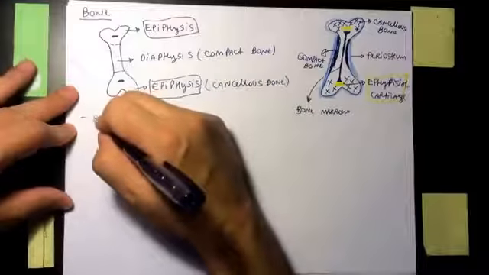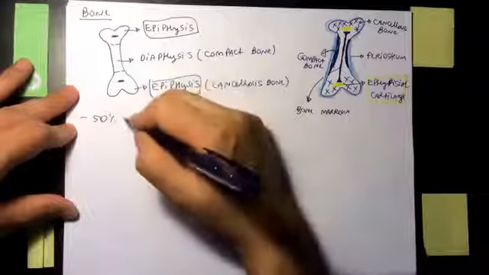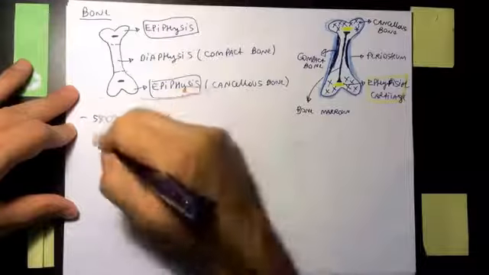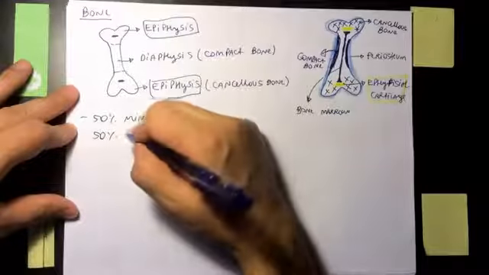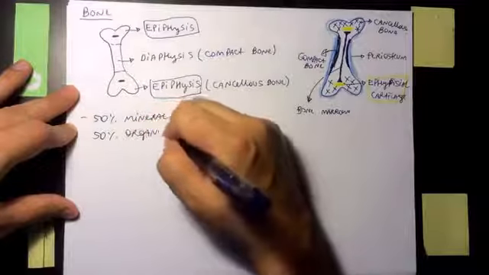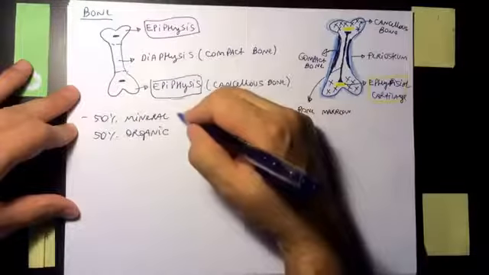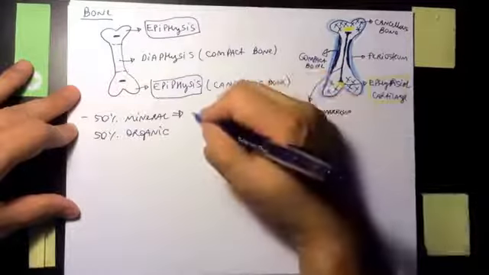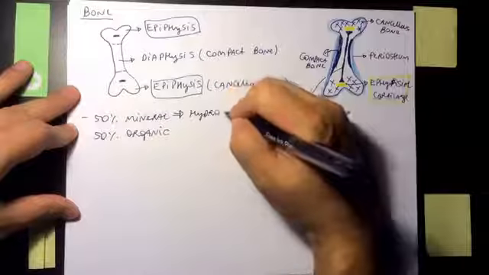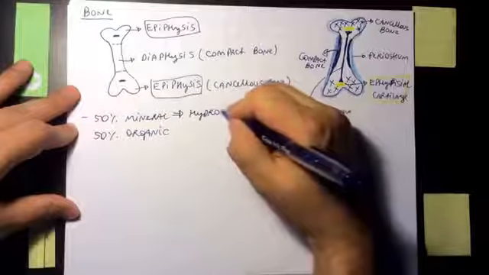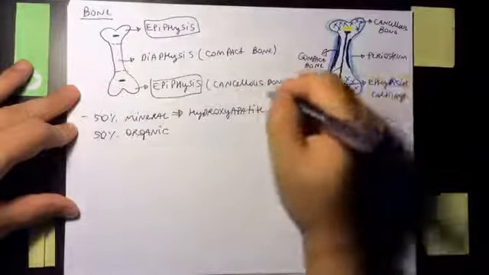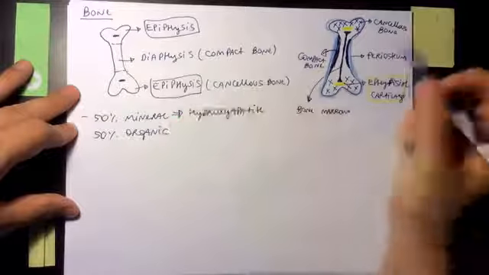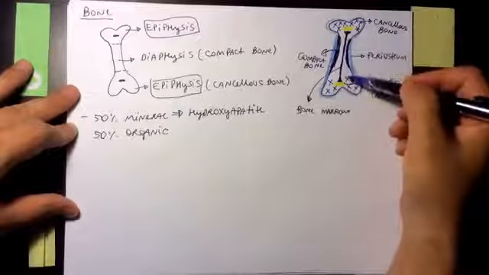Remember, bone is composed of 50% minerals and 50% organic. Okay, so the minerals are referred to as hydroxyapatite, which is the mineral part, and the organic part is all those cells and the bone marrow.